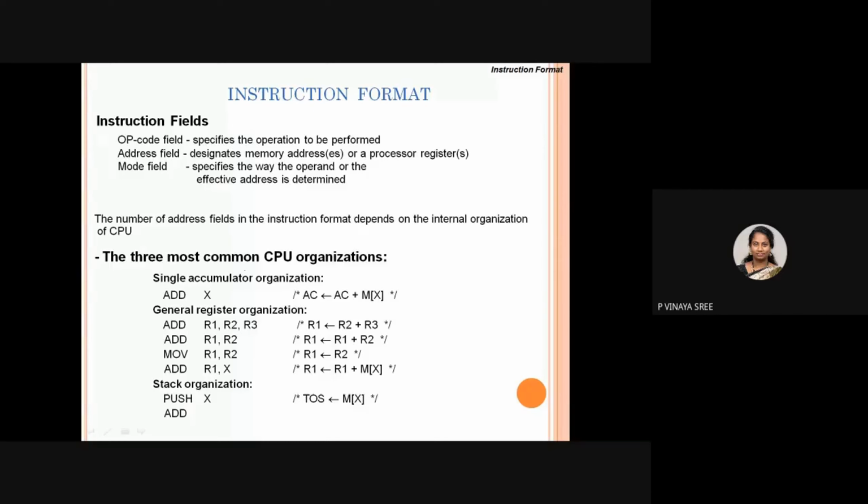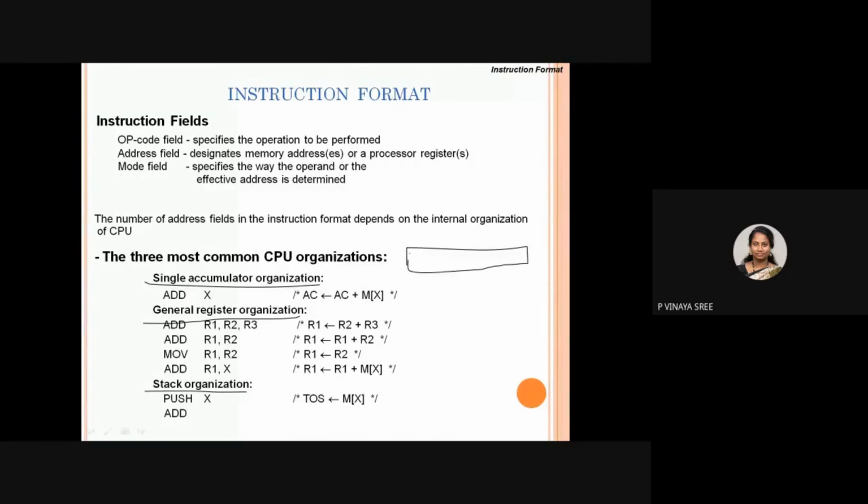According to that, there are many organizations, but among them the three most common CPU organizations are single accumulator organization, general register organization, and stack organization. Coming to single accumulator organization, in this we know about the instruction format, and we'll be concentrating on the address part.